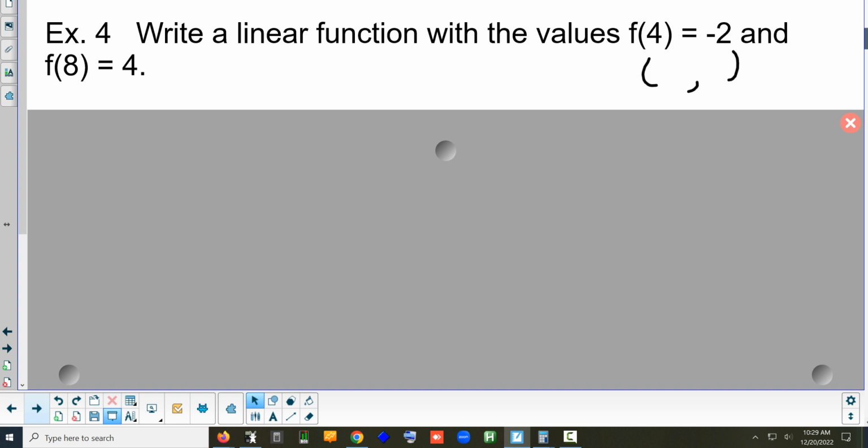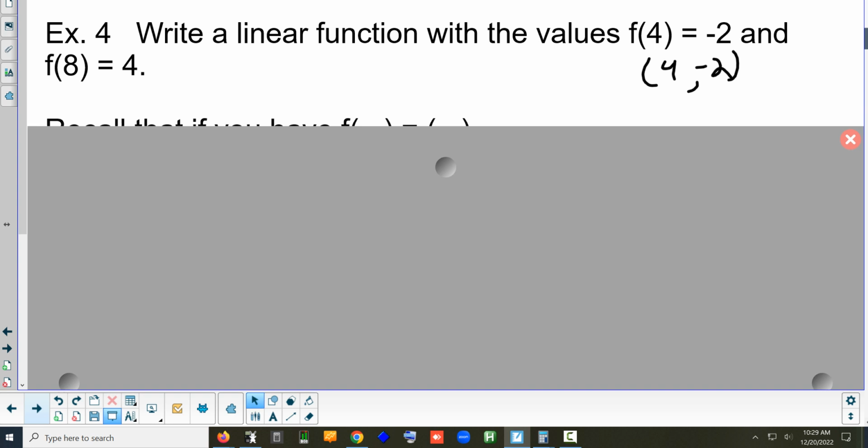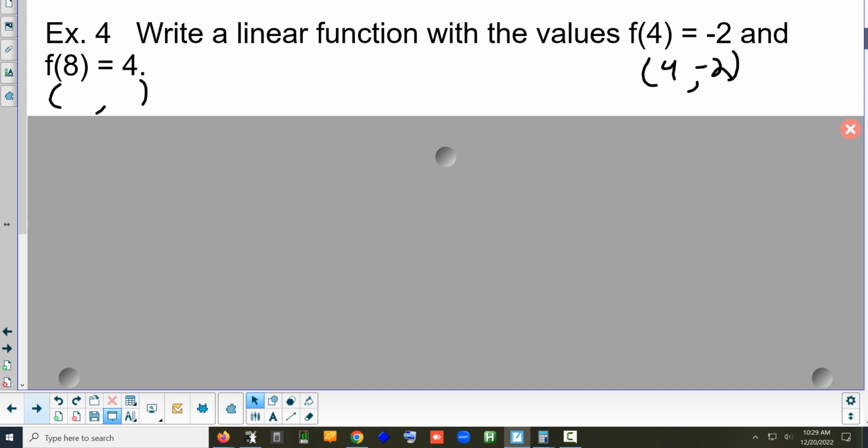Can somebody tell me what that one would be as a coordinate? That's 4, -2. And how about this one? 8, 4. Okay. Can we do this like we learned yesterday?